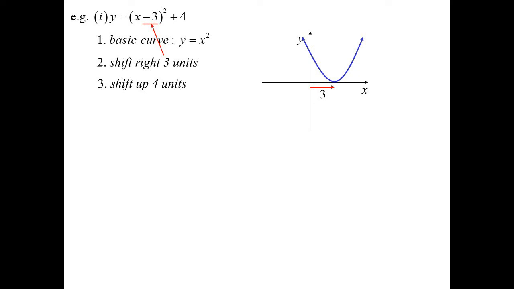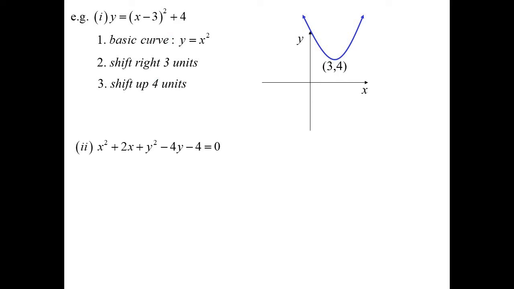So let's do that. Slide it over. But we've also got this plus 4 over here, which means we have shifted it up 4 units. So let's do that. And there's our new parabola. And the vertex is at (3, 4). Okay? We'll do this one.